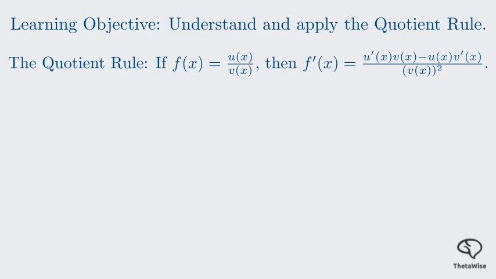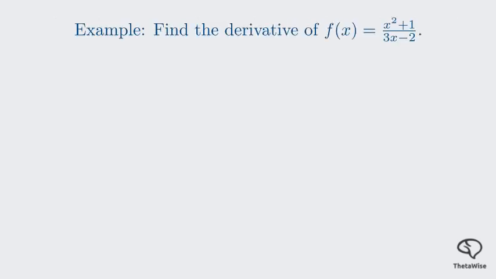Let's break that down. Low refers to the denominator v of x. High refers to the numerator u of x. D high means the derivative of the numerator, u prime of x. And d low means the derivative of the denominator, v prime of x. Let's try an example. Let's find the derivative of f of x equals the quantity x squared plus 1 divided by the quantity 3x minus 2.